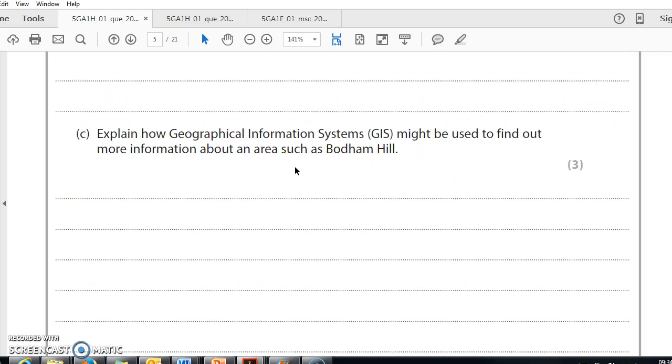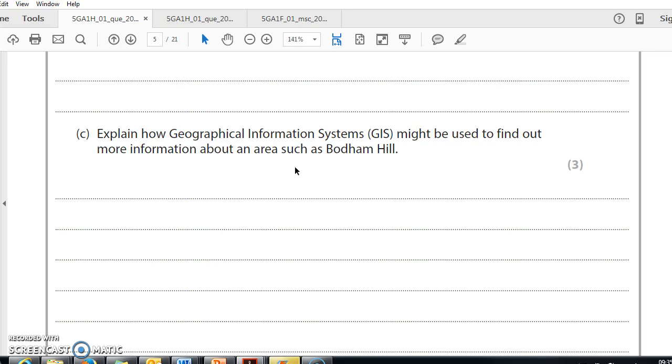How can GIS be used to find out more information about an area, such as Bottom Hill? Now, you really want to be going kind of specific here. Try and name a GIS system, so we're probably going to talk about Google Earth or Google Maps. Try and use technical terminology.